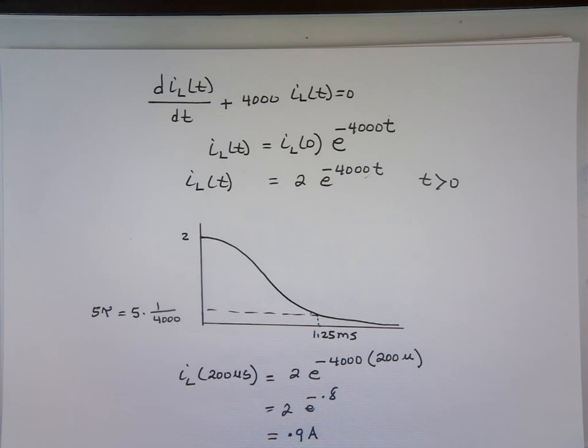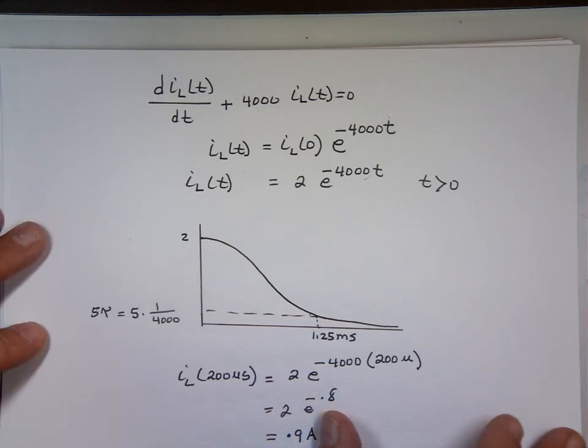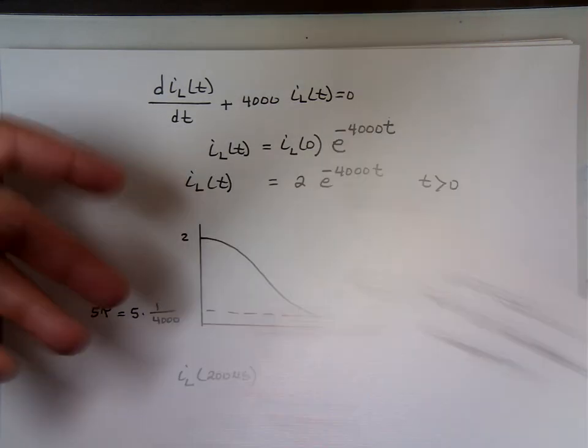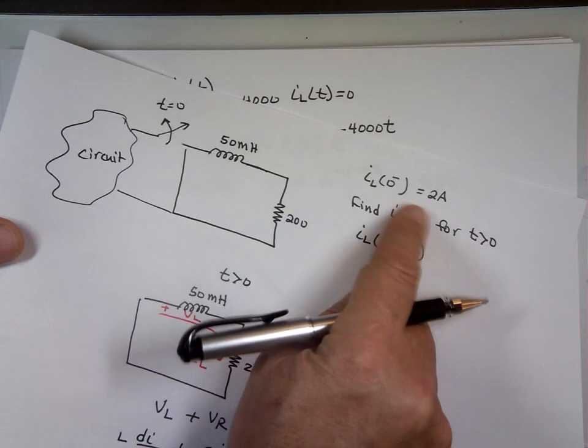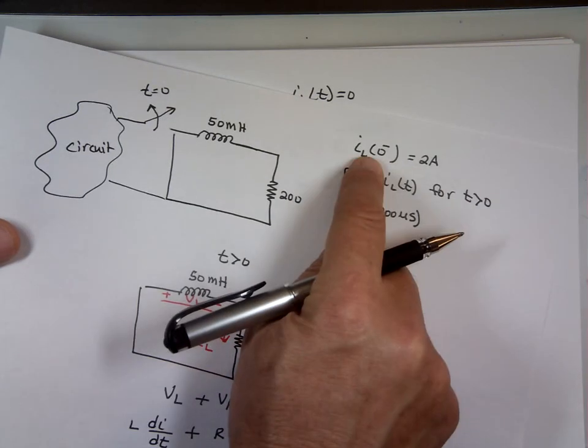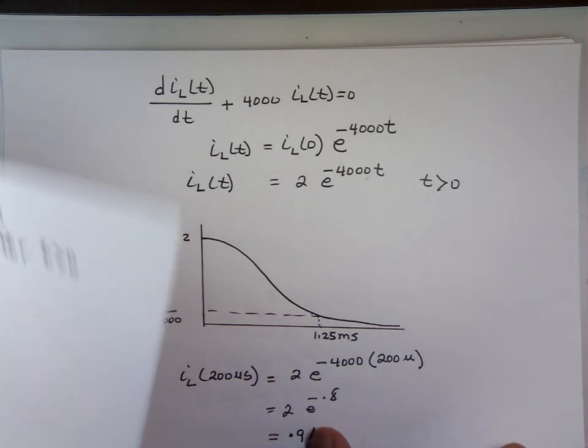Let's try a couple more examples. We'll show you what the circuit looks like. In this case, we gave you the initial condition. As I said, usually you're not given that initial condition. You have to find it. So here's a circuit. I have a 40 ohm resistor here.